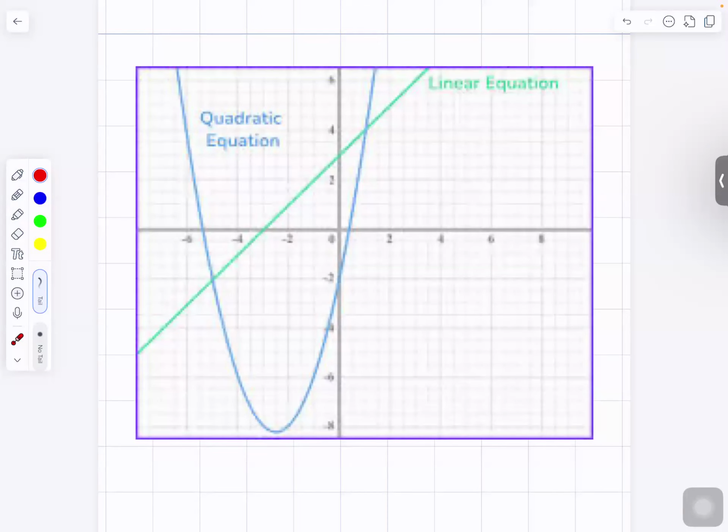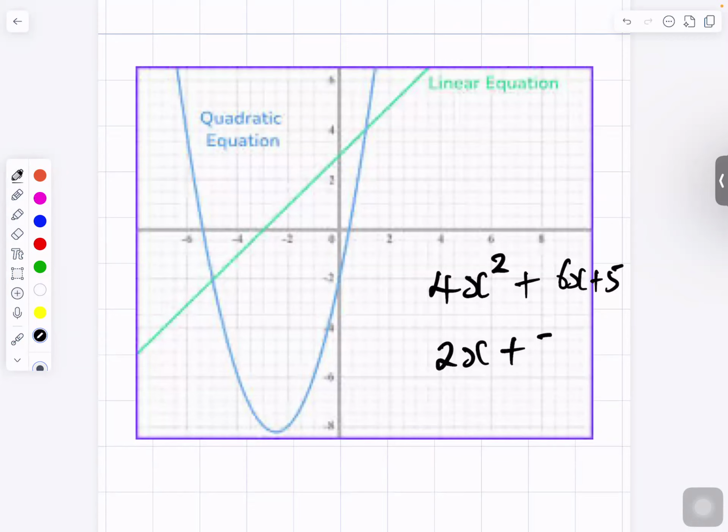Another simultaneous equation: you have a line there, a linear equation, the green line, and the quadratic graph. The quadratic graph is a U shape. It could be, let's say, 4x squared plus 6x plus 5. And the line could be 2x plus 7. So they give you the line and the curve. You want to solve them. You can draw them and you can see where they meet.